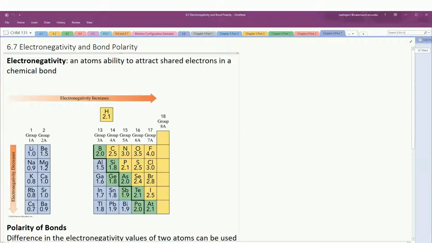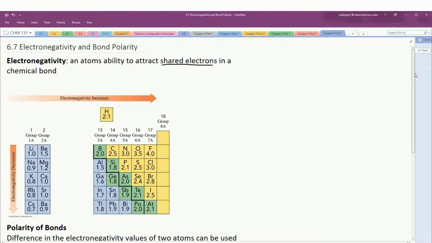Okay, so section 6.7 is going to talk about electronegativity and bond polarity. So really, this tells you how the electrons are shared between the atoms, so what kind of bond forms. Electronegativity is really just the atom's ability to attract shared electrons in a chemical bond.